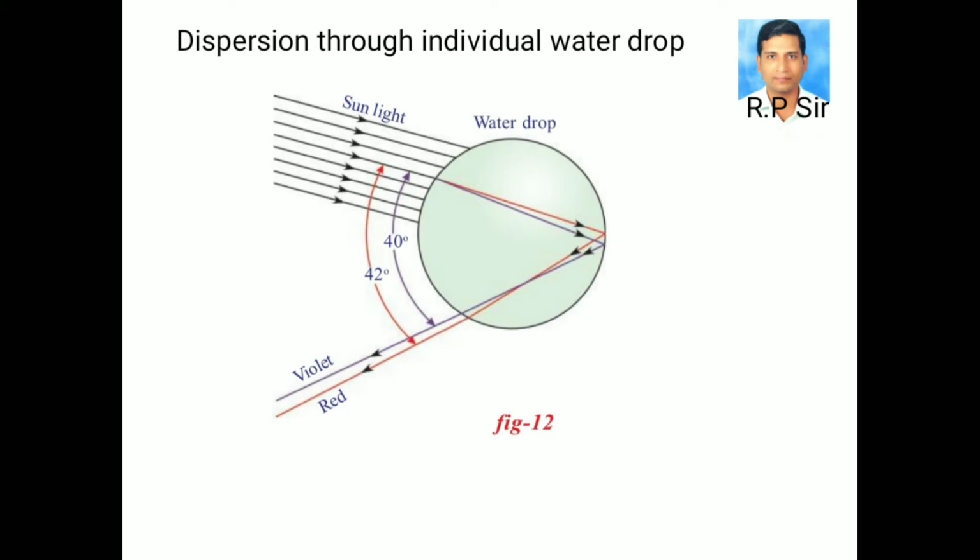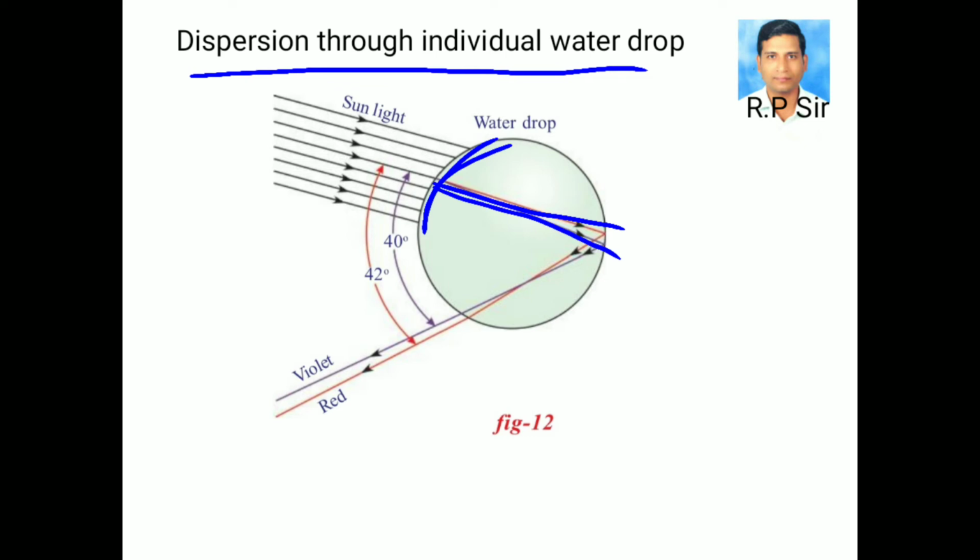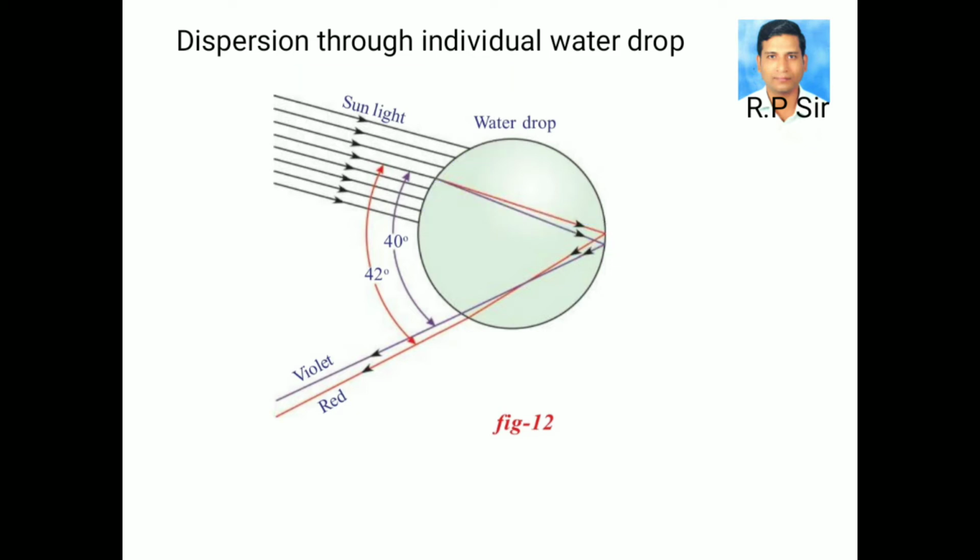Let us discuss dispersion through an individual water drop. Observe the figure. The rays of sunlight enter the drop near its top surface. At this first refraction, the white light is dispersed into its spectrum of colors, violet being deviated the most, red the least.